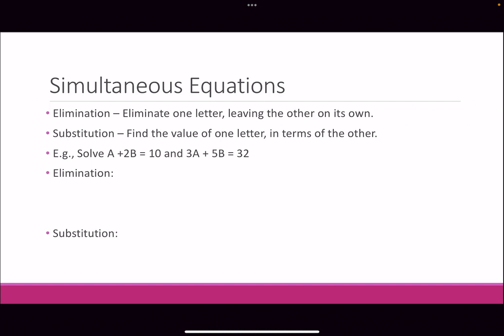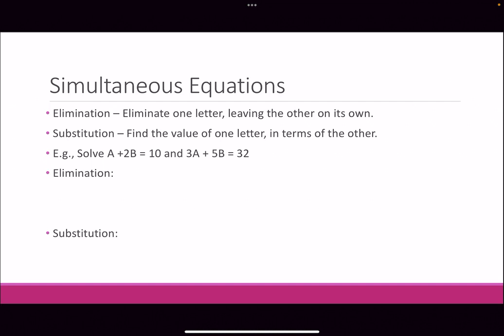Substitution is when we try to find the value of one letter in terms of the other letter in one of the equations, and then we substitute that value into the other equation. So let's take a look at an example to clarify things.